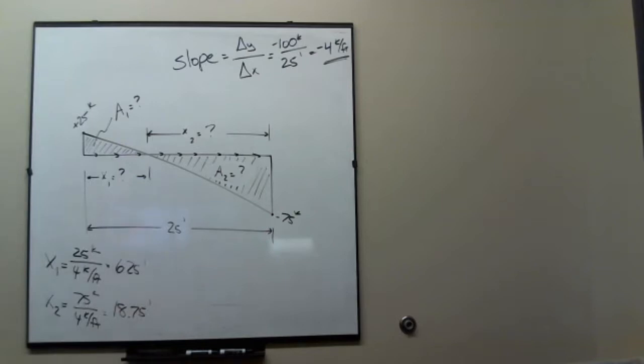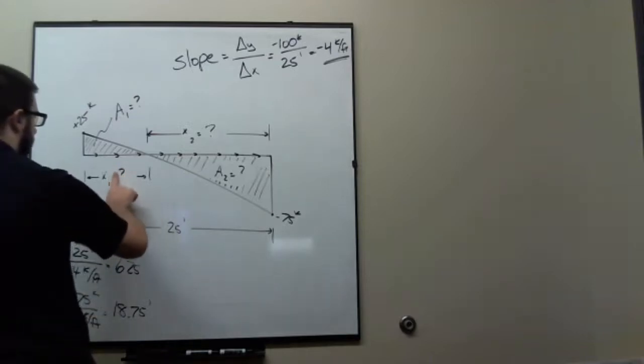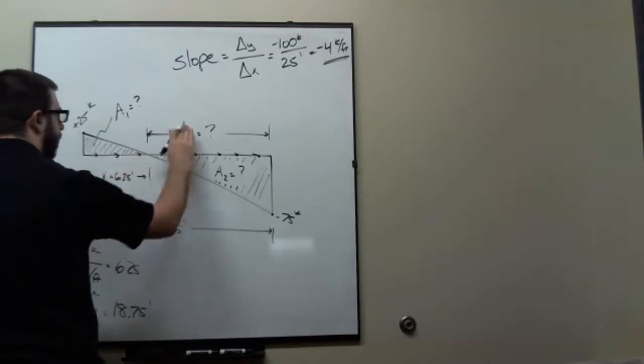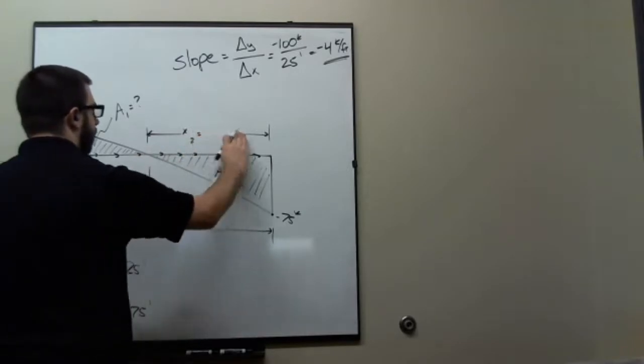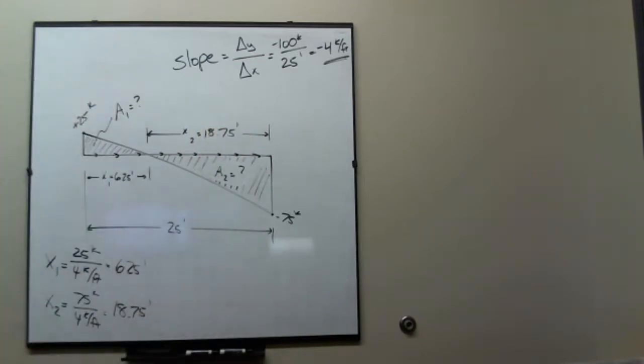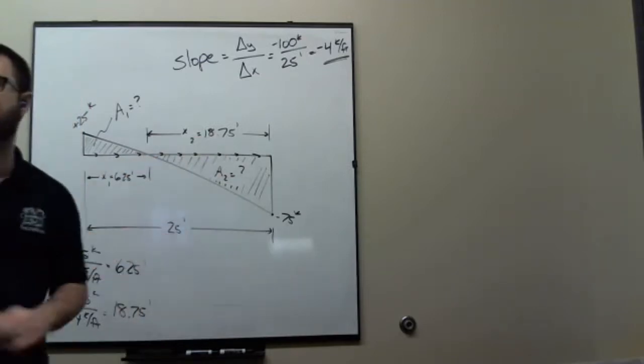Yeah, I did. I got that right. And so that's it. This dimension here is 6.25 feet, and this dimension here is 18.75 feet. Does that make sense? What is 6.25 feet plus 18.75 feet? Sum them up and you get 25.